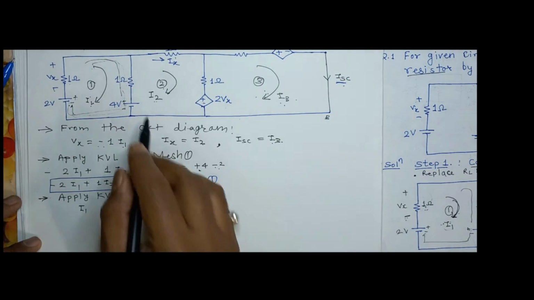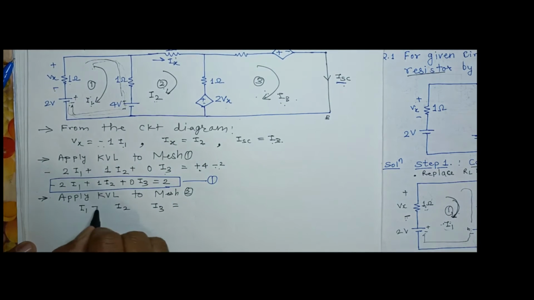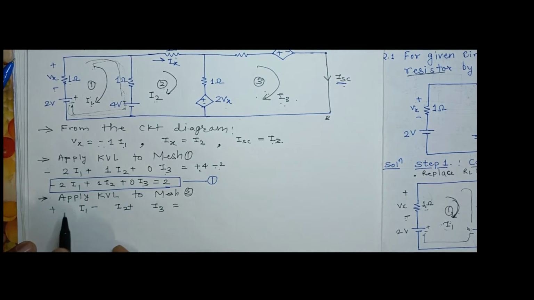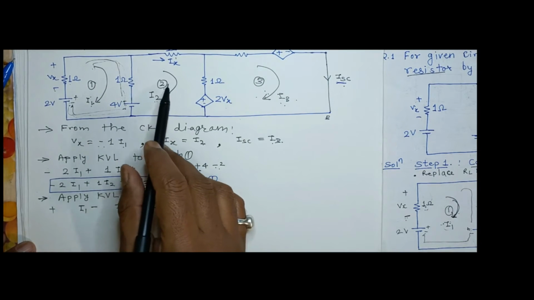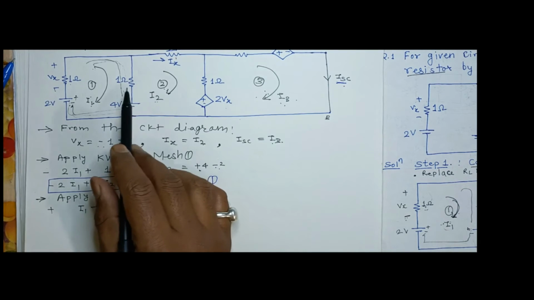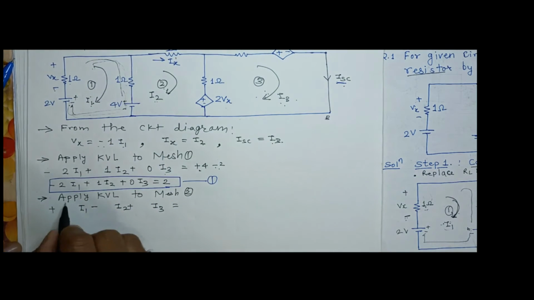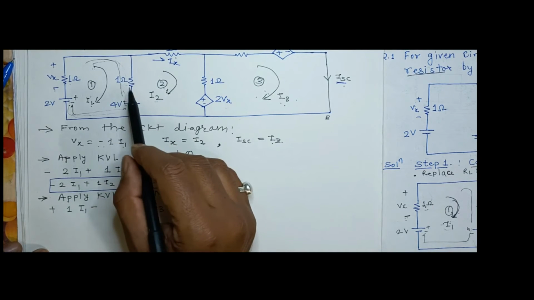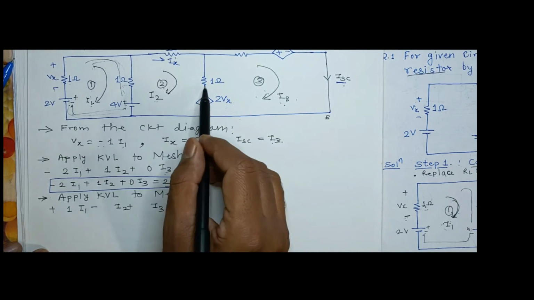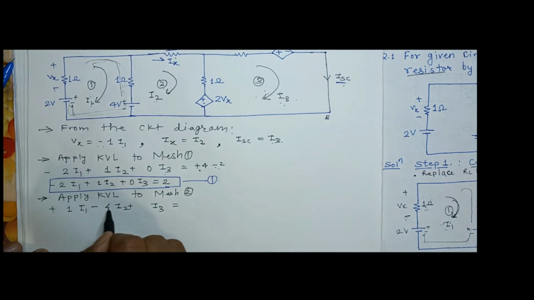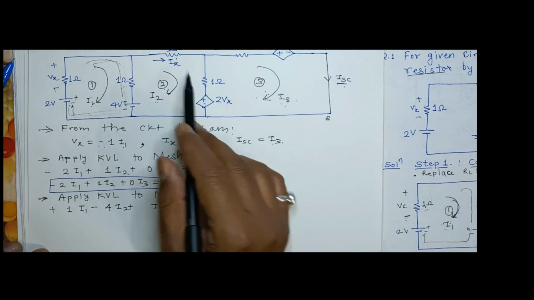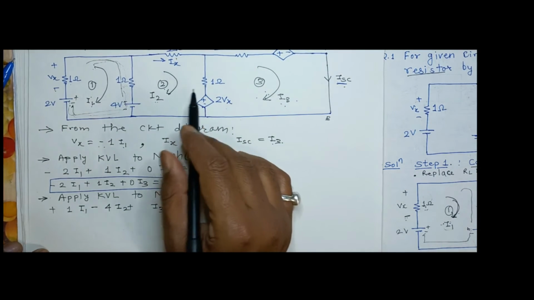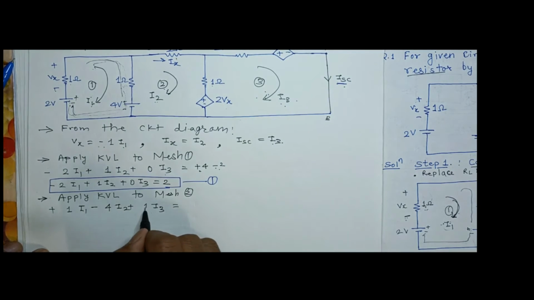So for I1, we are applying the KVL to mesh 2, so it will be negative, the rest positive, and now we have to check the magnitude. Through which resistance? In mesh 2, I1 is passing through only 1, so this will be 1. I2 is passing through 1, 2, 3 and plus 1, so it will be 4. Then I3 is passing through 1 in mesh 2, so I will write here 1.